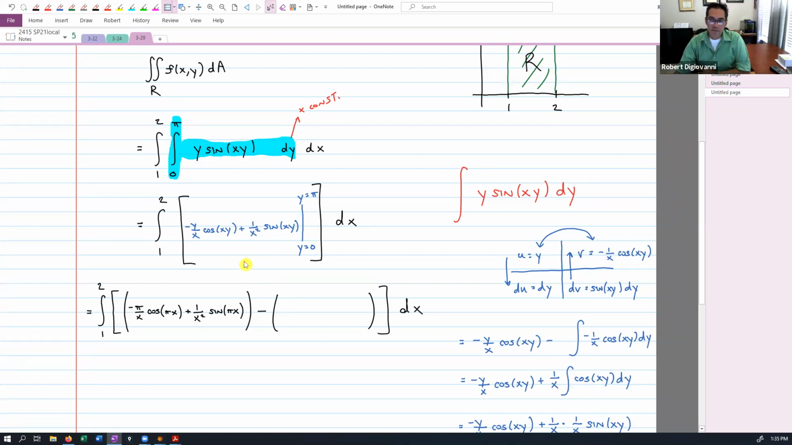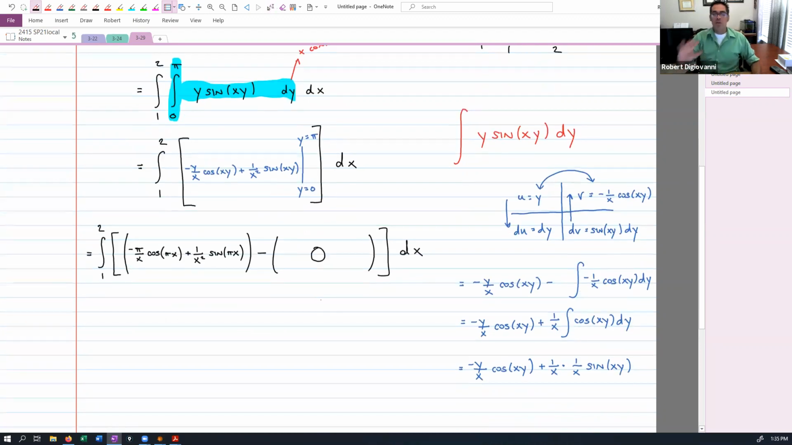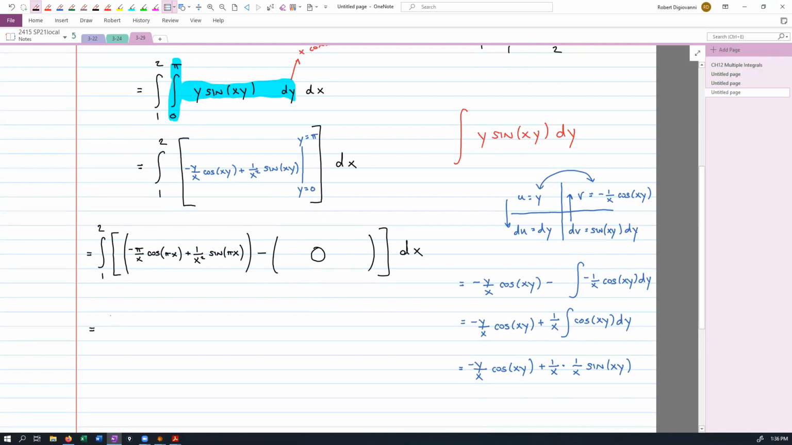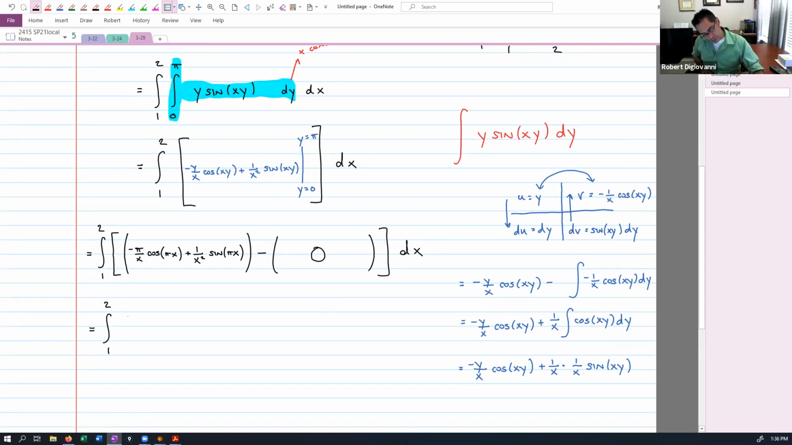Y'all agree with that? That's just pi going in for y. Now 0 for y. Okay, that's good because that goes away. 0 over x, that's 0. And then if we plug in sine of 0 would be 0 also. So that's all 0. So at least we're somewhat happy about that. Would y'all agree? Somewhat happy? Yeah. Okay, equals integral 1 to 2.